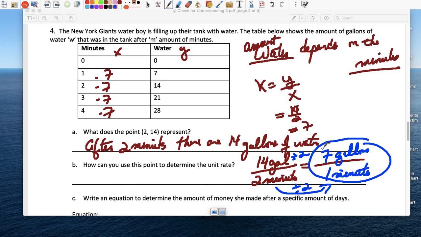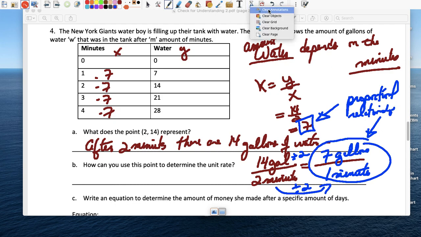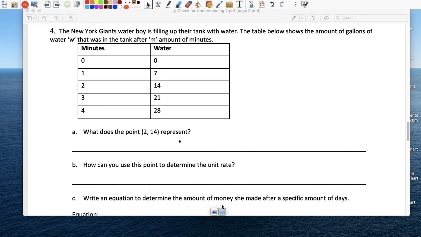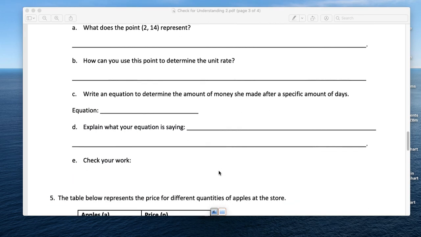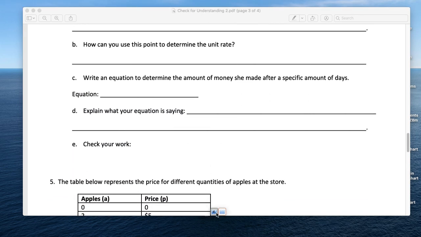Write an equation. So again, we know the constant of proportionality. We have the unit rate. So this all means that this is a proportional relationship, because if it wasn't, we wouldn't have the unit rate or the constant of proportionality. Okay. And then where are we? Write an equation to determine the amount of.